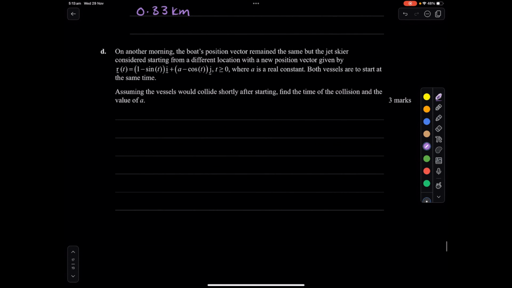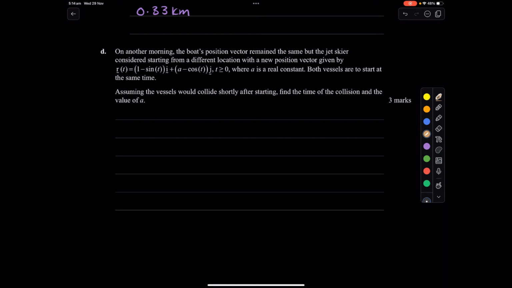Okay, on another morning, the boat's position vector remained the same, but the jet ski started from a different location with a new position vector given by this, where t is greater than or equal to 0, where a is a real constant. Both vessels start at the same time. Assuming that the vessels would collide shortly after the starting time, find the time of the collision. So we want to find the time and the value of a.